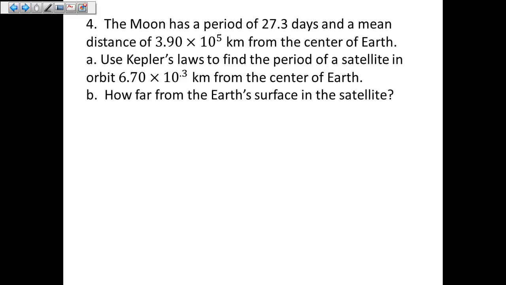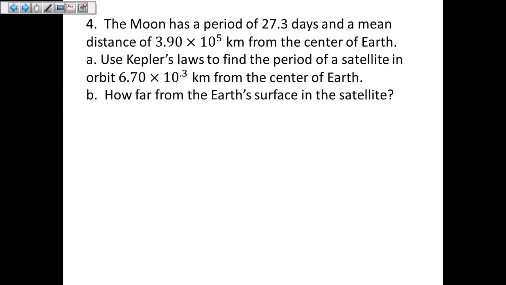All right, last one. It says that the Moon has a period of 27.3 days, so not quite a month, and a mean distance of 3.90 times 10 to the 5th kilometers from the center of the Earth. Whenever we talk about orbital radius, we want to make sure that we talk center to center. So that's a nice number to use.